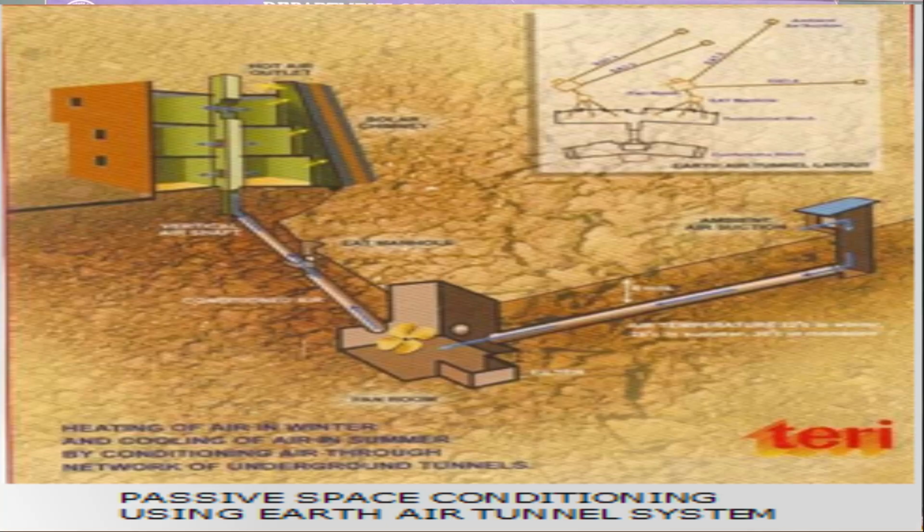Okay. The next one is the earth air tunnels used in the composite climate of Gurgaon in the retreat building.